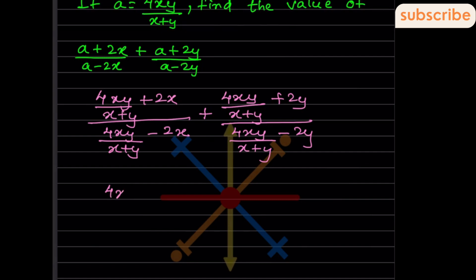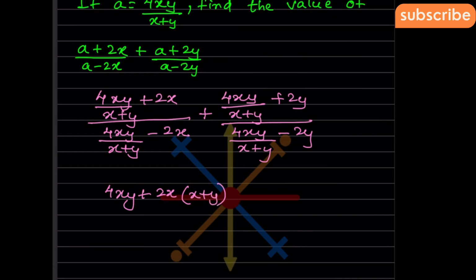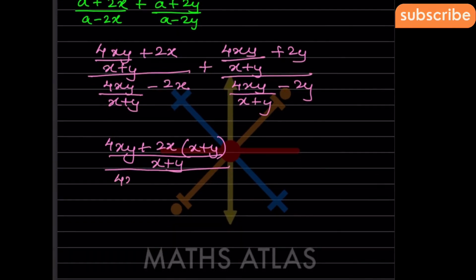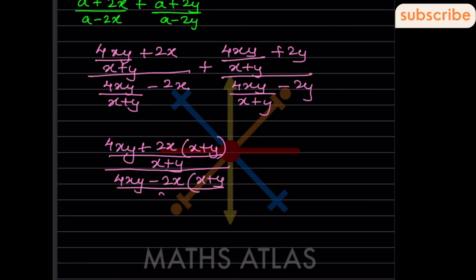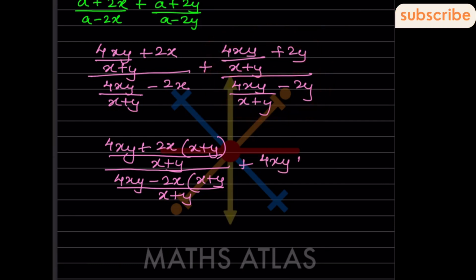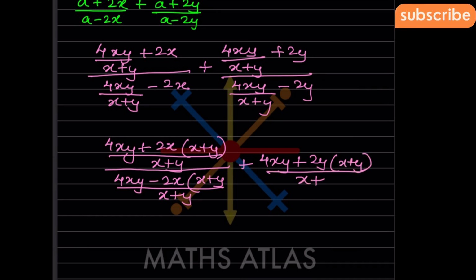So we are going to write here 4xy plus 2x into x plus y, and the denominator is x plus y. Again, we are going to look for this part. So that is going to be 4xy minus 2x into x plus y divided by x plus y. Now let us see the side part, this one. First we'll look at the numerator. That is 4xy plus 2y into x plus y divided by x plus y. So we can do one thing over here. We are going to write this part up.